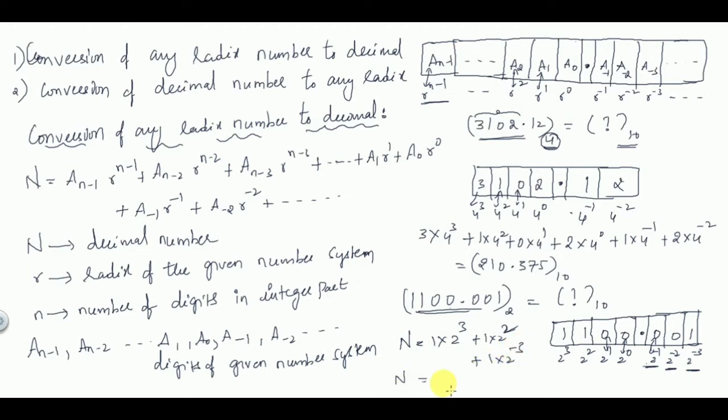So if you calculate, you will get 12.125 in decimal. Okay, so you can follow the same procedure. This is the generalized form. So you can follow this procedure to convert any radix number into its corresponding decimal number.